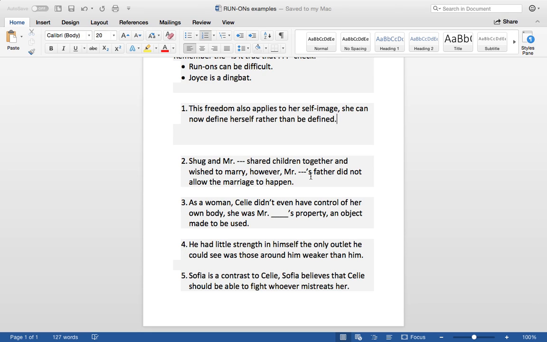Shug and Mr. shared children together and wished to marry, comma, however, comma, Mr.'s father did not allow the marriage to happen. All right. Is it true that Shug and Mr. shared children together and wished to marry? Makes sense as a question.